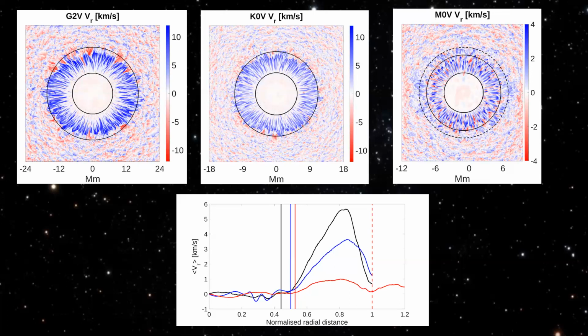So although the Evershed flow becomes progressively slower from the G to the M star, what you see is that in all of the cases locally, you have flows that are supersonic. So both for the K and the M star.